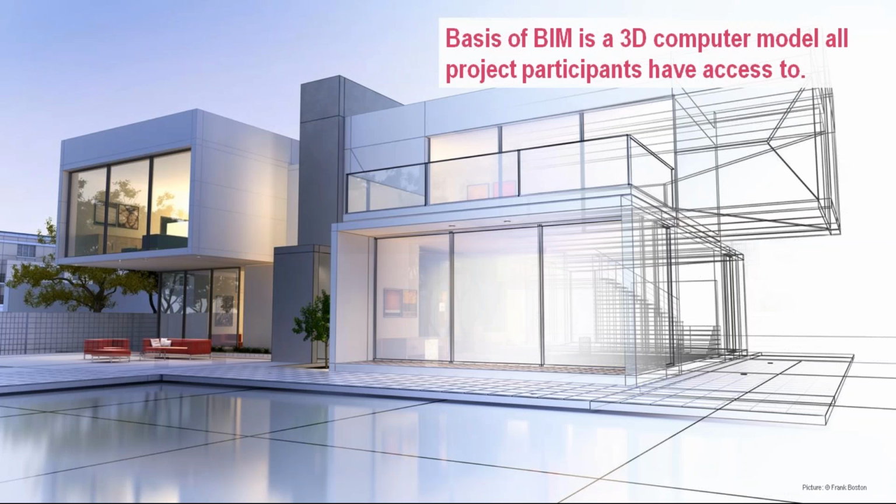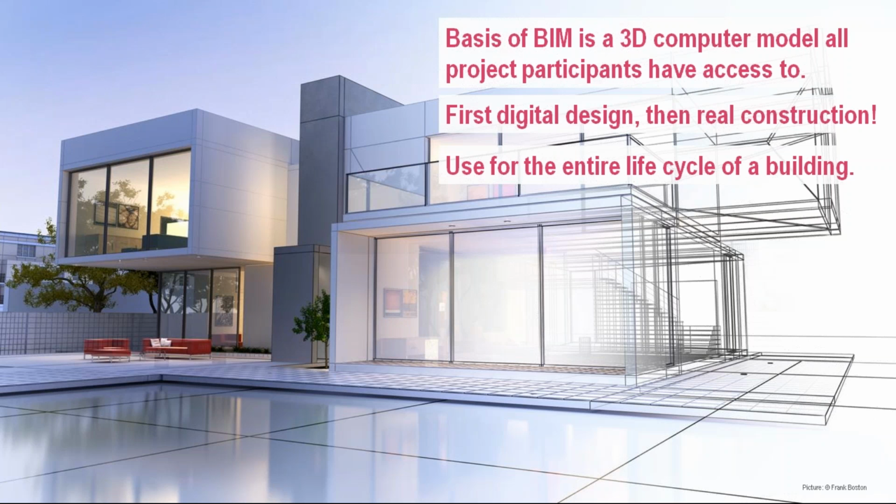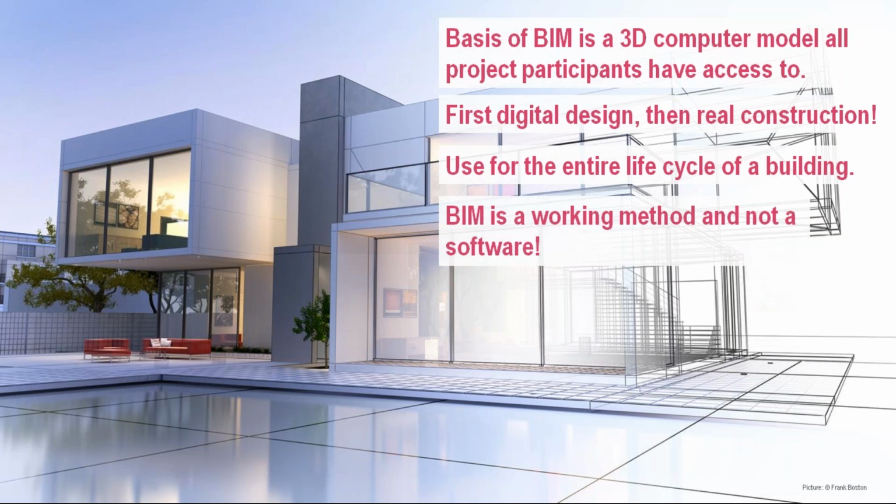To summarize what we have learned so far, building information modeling stands for building data modeling, and it uses parametric building products which go way beyond the classic 3D models. First, we do the digital design, and only when this has been finalized, we start with the real construction. BIM is used for the entire life cycle of a building, starting with the first design up to the facility management. The loss of information, for example caused by the handover of the design to the executing companies, can be eliminated. And most importantly, BIM is a working method, not a software tool.